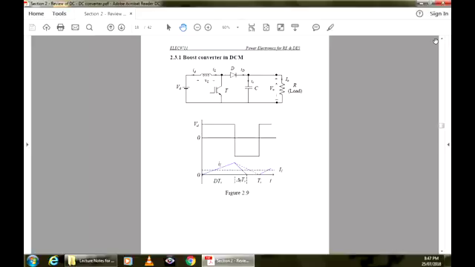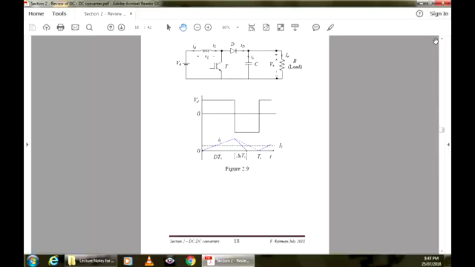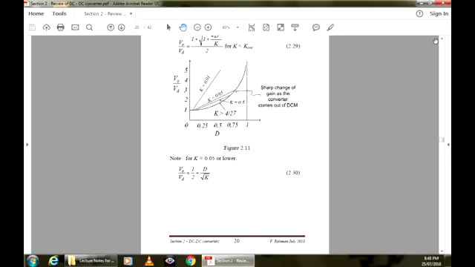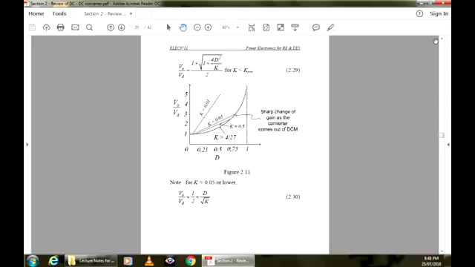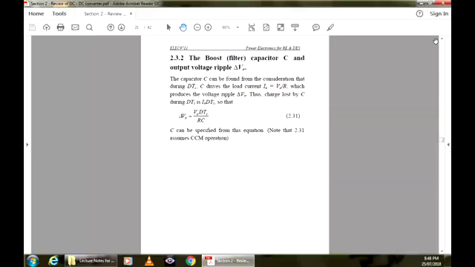So for a given D, the duty cycle of the switch, during DTS, the capacitor is losing charge. So how much charge is lost during D? That's the voltage ripple. I have given here the relationship between V0 and VD when discontinuous conduction takes place. But discontinuous conduction is avoided for PV systems.